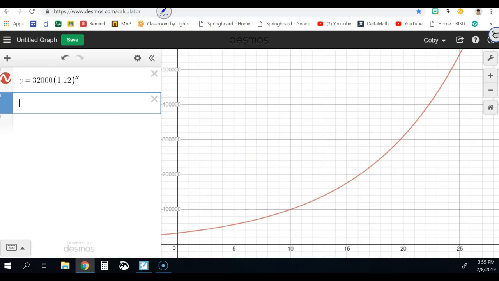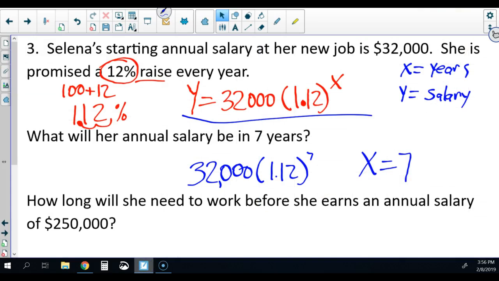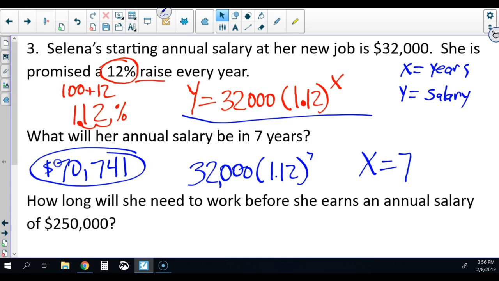I want to graph another line, y equals 7. Not y, I keep doing y. X equals 7, sorry. That gives us this blue vertical line. I look right there at that intersection point. In 7 years, her salary is $70,741. So I can come back here and say $70,741. That is her salary in 7 years.